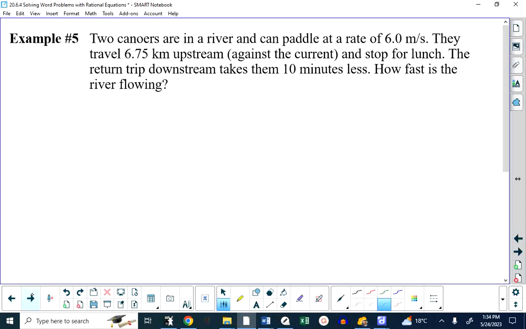2 canoers are in a river and they can paddle at 6 meters per second. I want to stop and explain the physics of what that means. It means that if I put my canoe in a big Olympic-sized swimming pool, and we start paddling, we're going to push the water back at 6 meters per second, which means the canoe, if you're standing there watching us, will be drifting by at 6 meters per second. 6 meters per second is pretty fast, so drifting is maybe the wrong word.